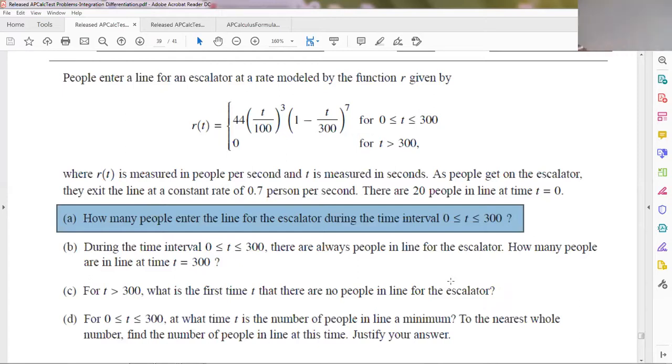Let me just write this problem right here. There's r of t. This is 44 t over 100 cubed, parentheses 1 minus t over 300 to the 7, and 0. This is for 0 less than or equal to t less than or equal to 300, and for t more than 300, correct? So this is the problem right here.